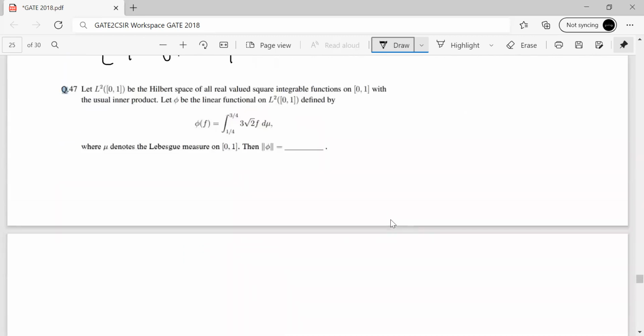Okay, now let us solve question number 47. So let L2 be a Hilbert space of all real valued square integrable functions on 0, 1 with the usual inner product, and phi is defined to be the linear functional on L2 defined by this quantity. So we have to find out the norm of this phi. Okay, to solve such kind of problem, it's better to use the Riesz representation theorem.